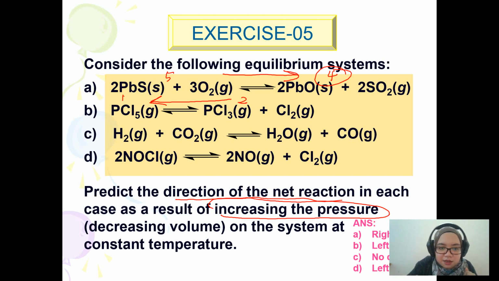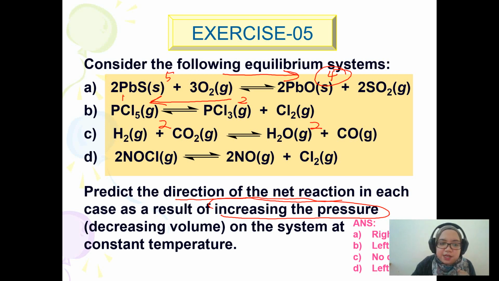Let's look at C. C has 1, 2 molecules. This has 1, 2 molecules. So both have 2 moles, 2 moles. So, what happens? There is no change. Why? There is no side that is different. If the reactant side and the product side both have the same number of moles of gas molecules, the pressure has no change, no change. Why? They are already at the equilibrium state, even though we increase the pressure.